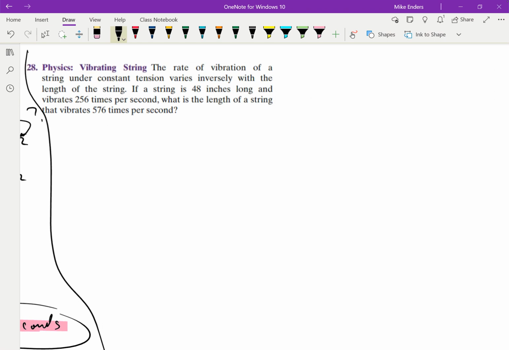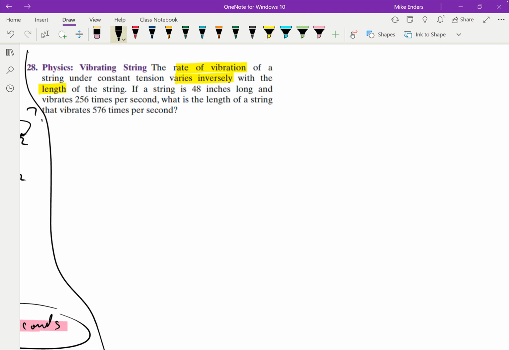Let's take a look at this last example for us for today, number 20, at least for this particular video: physics of a vibrating string. The rate of vibration of a string under constant tension varies inversely with the length of the string. So we have the rate of vibration varies inversely with the length of the string.